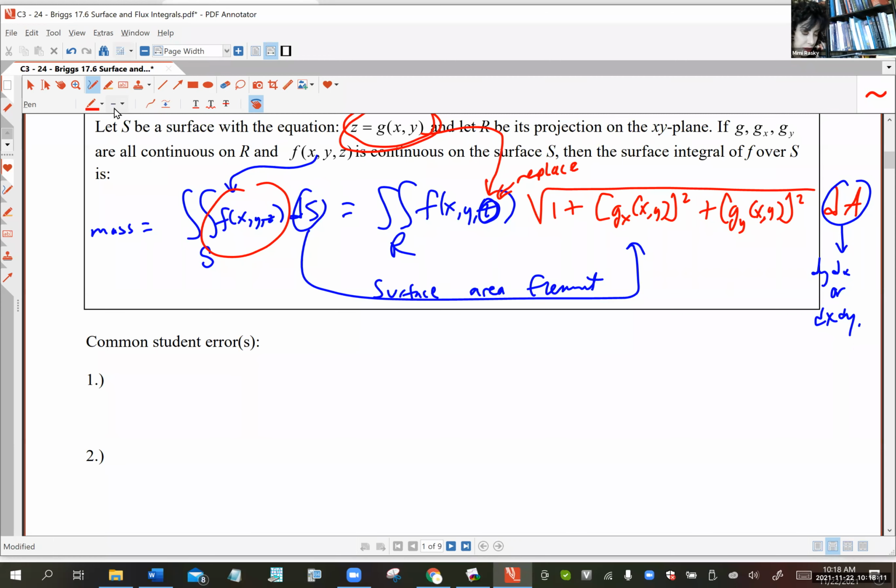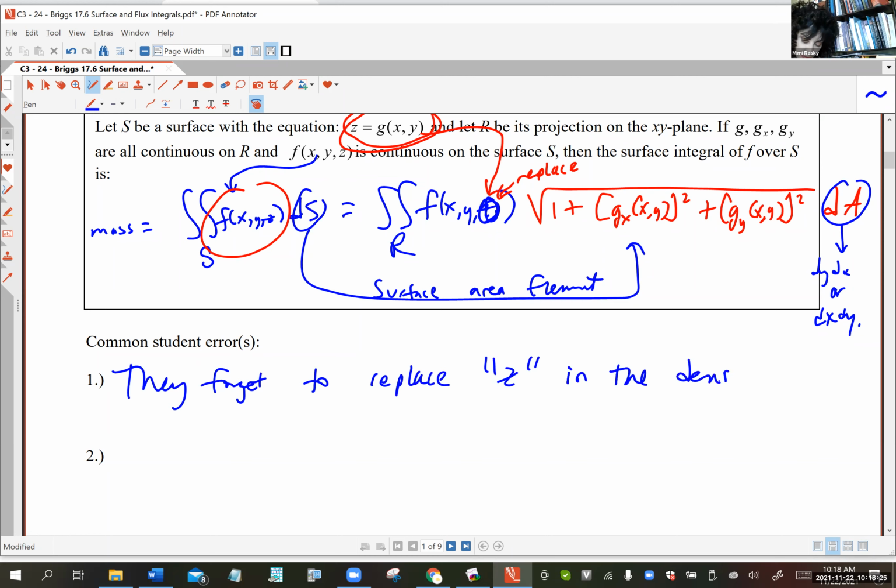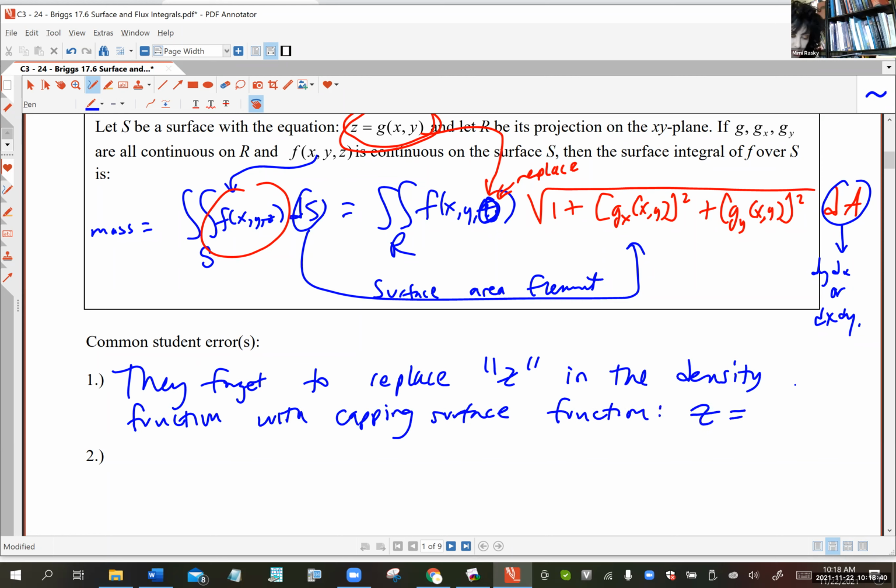So one of the student errors is the one that I just mentioned here. They forget to replace z in the density function with the capping surface function. And I'm calling it little g here as well as in this theorem. So replace it. We'll do some examples here in a moment.